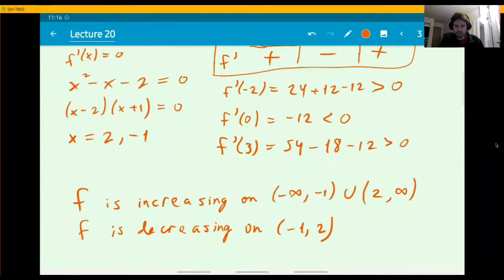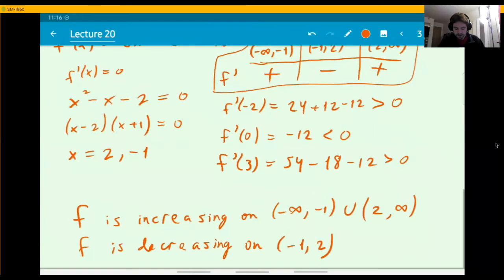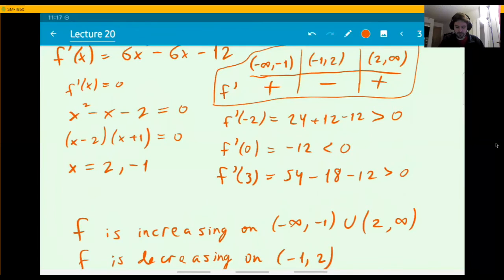You might also write these with closed brackets instead of open parentheses. That's really not important. Getting the intervals correctly is what we care about here. Whether or not you include the endpoints is a matter of convention. We're not going to include them. But this is what the problem was asking us to do. So I'm going to move on.